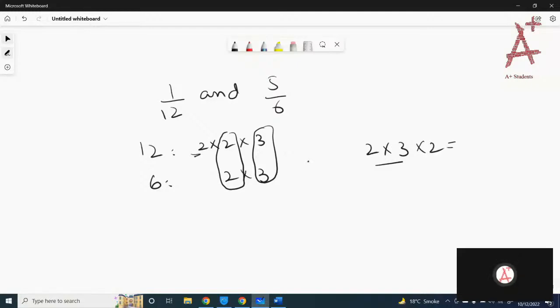So what is the least common denominator? It is 12. 2 times 2 is 4 and 4 times 3 is 12. Got it? Got it now, Rafael?